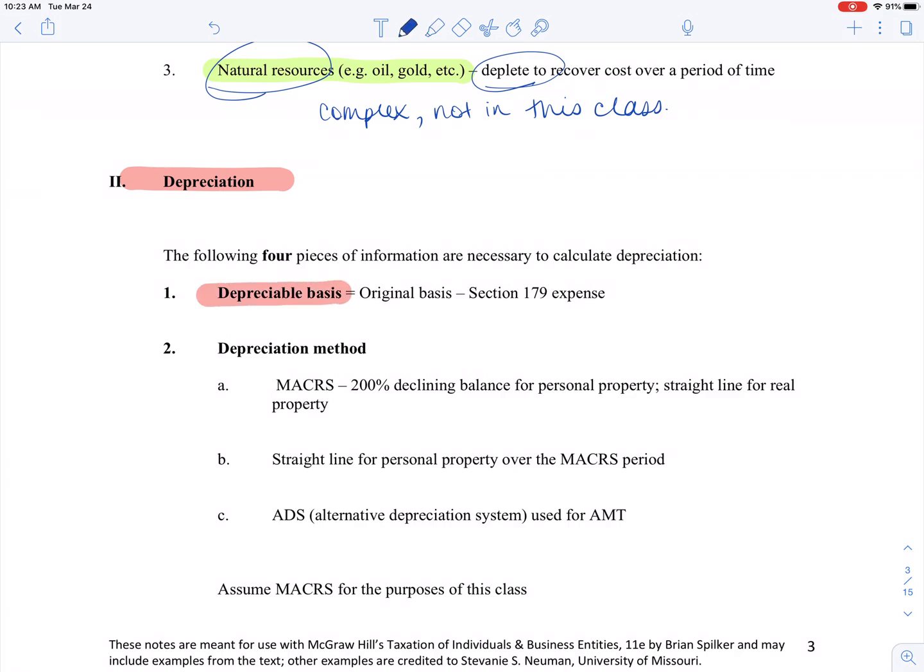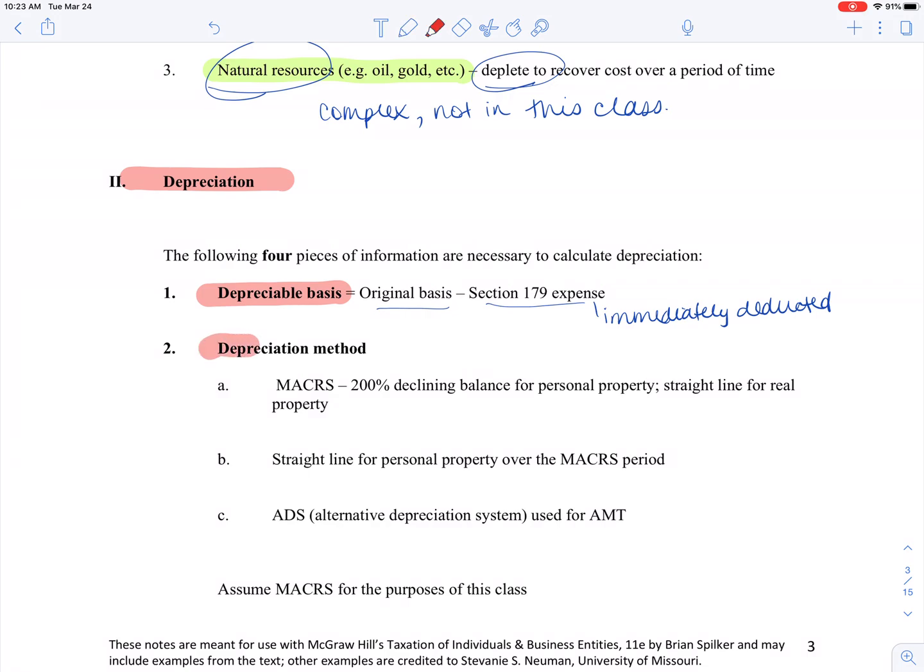All right, so that's our original basis less any Section 179 expense. Section 179 expense allows you to immediately deduct some amount, and we'll talk about 179 at the end of the lecture. So if we're taking any 179, that reduces our original basis, and the depreciable basis is what is left. If we aren't taking any 179, then the depreciable basis is just the original basis.